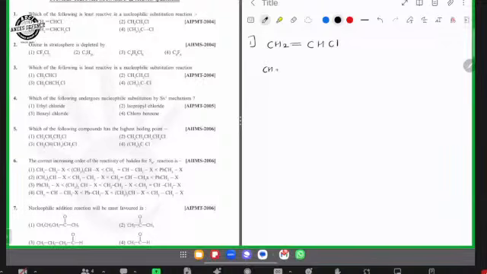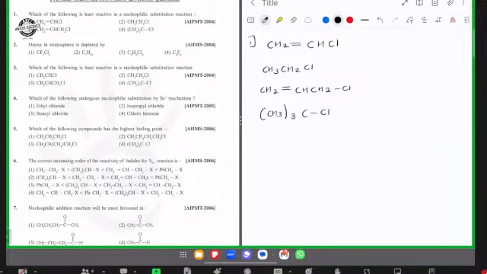Second is CH3CH2Cl. Third is CH2=CH-CH2Cl. Option one. Could you just explain why it is option one? To be honest, I guess the rest all have more and more number of carbons. Yeah, whatever you guessed is right. The reason is that it was having the double bond, that's why I chose it. Yes, actually, that is correct.